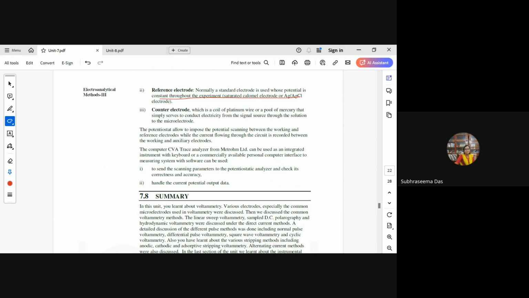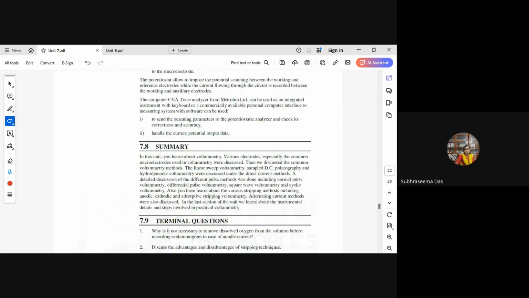Now here, the computer analyzer is used as an integrated instrument. It can be assembled with a computer and other software to control the scanning parameters of the potentiostatic analyzer and to check its correctness and accuracy, and it also handles the current potential output data.